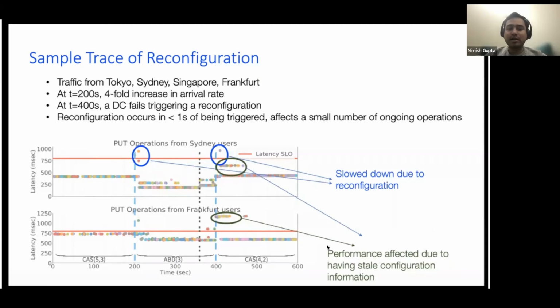However, there are clients which cache the configuration parameters, and they require at least 1 round trip time to update their cache. So some of the slowdown is observed due to that.